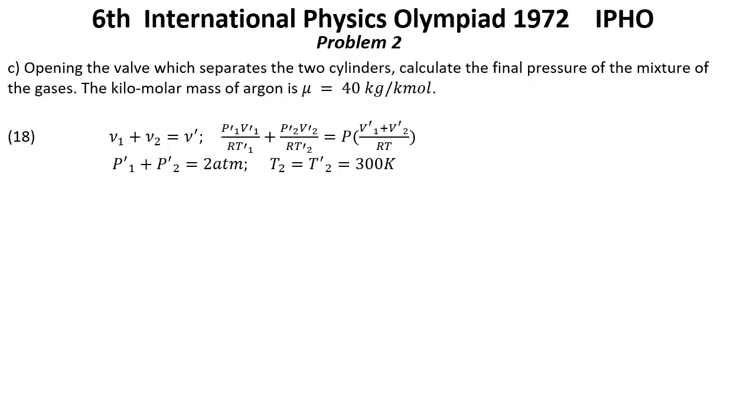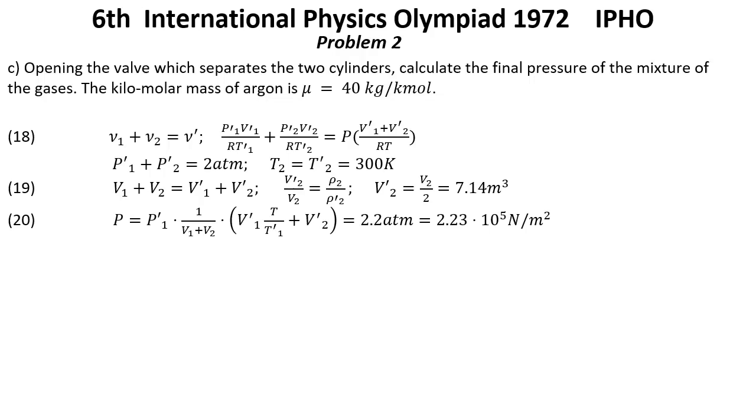300 Kelvin. The total volume of the system is constant, so we have V1 plus V2 equal V prime 1 plus V prime 2, and because V prime 2 over V2 equal rho 2 over rho prime 2, we have V prime 2 equal V2 over 2 or 7.14 cubic meters. And from equation 18 results the final pressure.